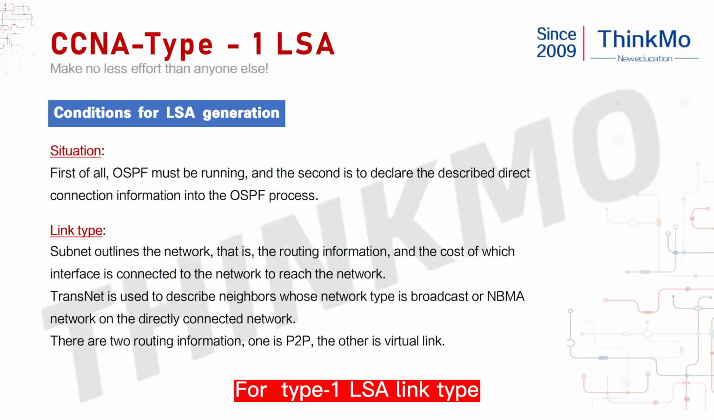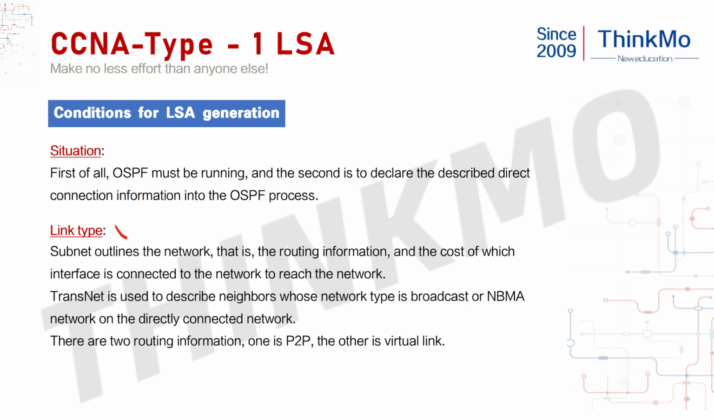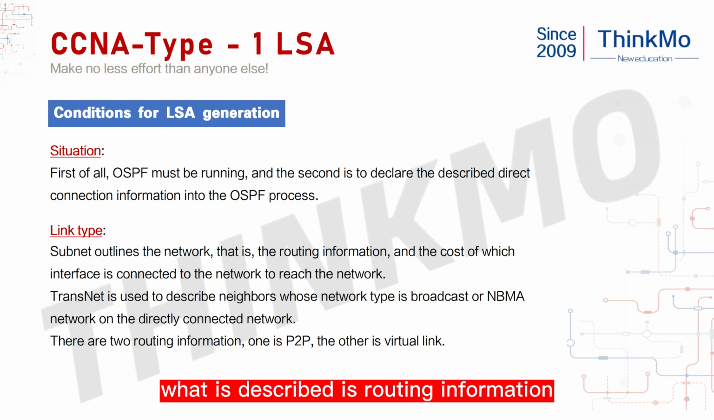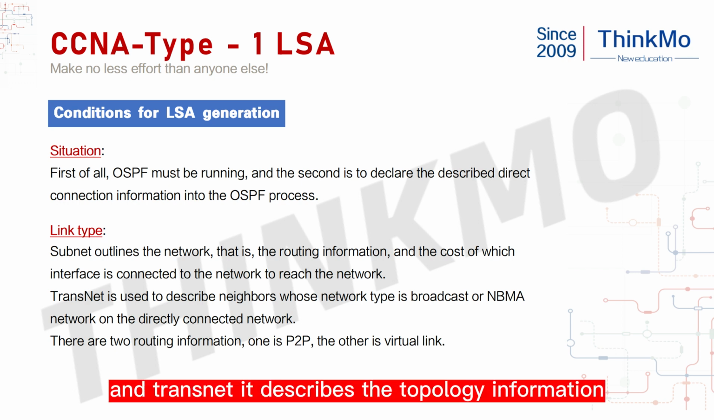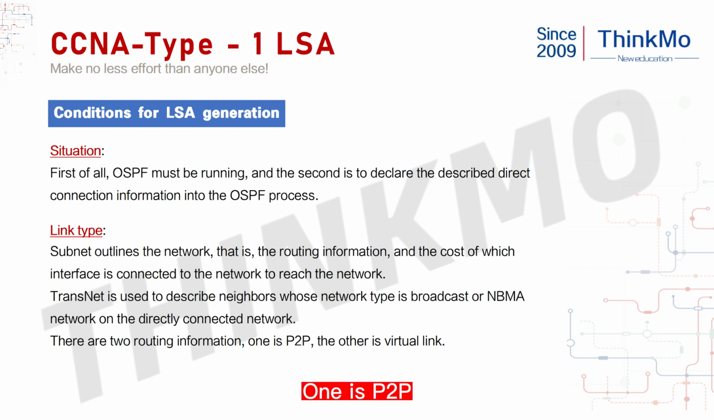For the type-1 LSA, there are several kinds of link type, so let's do an extension here. First, we just learned about stubnet, whose link type describes routing information, and transnet, which describes topology information. There are also two other types: one is P2P, the other is virtual link, also called a virtual circuit. These are the two we have in this issue.